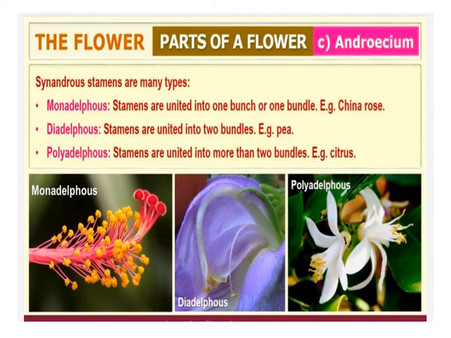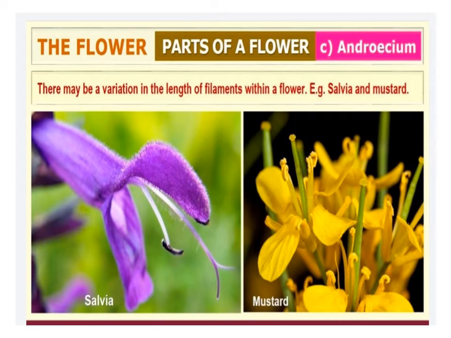Based on the union, or cohesion, the stamens of the androecium may be of the following types. Monadelphous: all stamens are united into one bunch or bundle, for example China rose. Diadelphous: stamens are united into two bundles, for example pea and beans. Polyadelphous: the stamens are fused into more than two bundles, for example citrus. There may be a variation in the length of filaments within a flower, for example salvia, mustard.